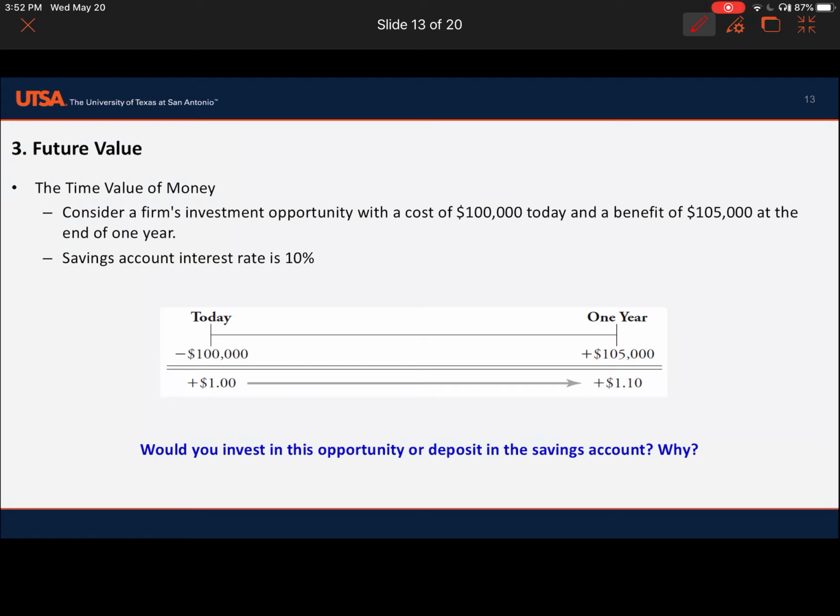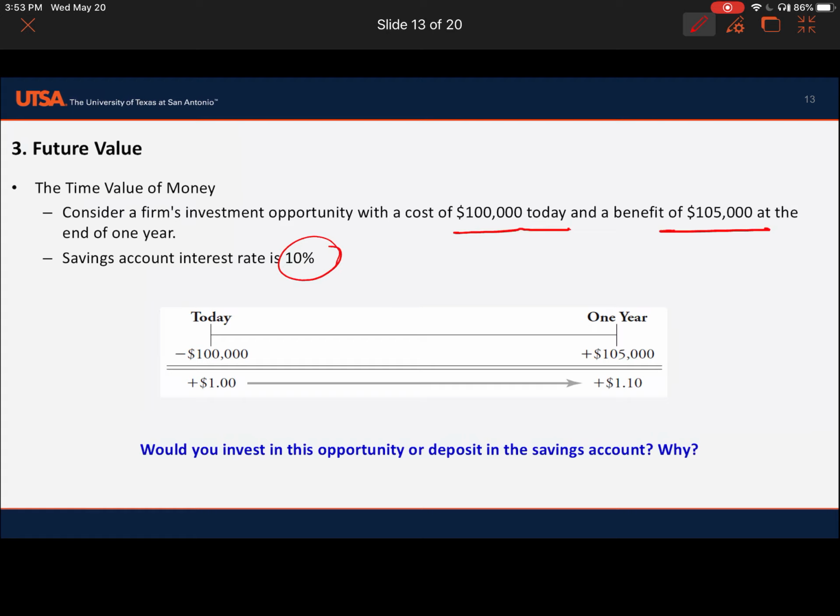So the time value of money, again: consider a firm's investment opportunity with a cost of $100,000 today and benefit $105,000 at the end of 1 year. Saving account interest rate is 10%. So would you invest in this opportunity or deposit in the saving account, and why? Can you explain which option you will choose and why?